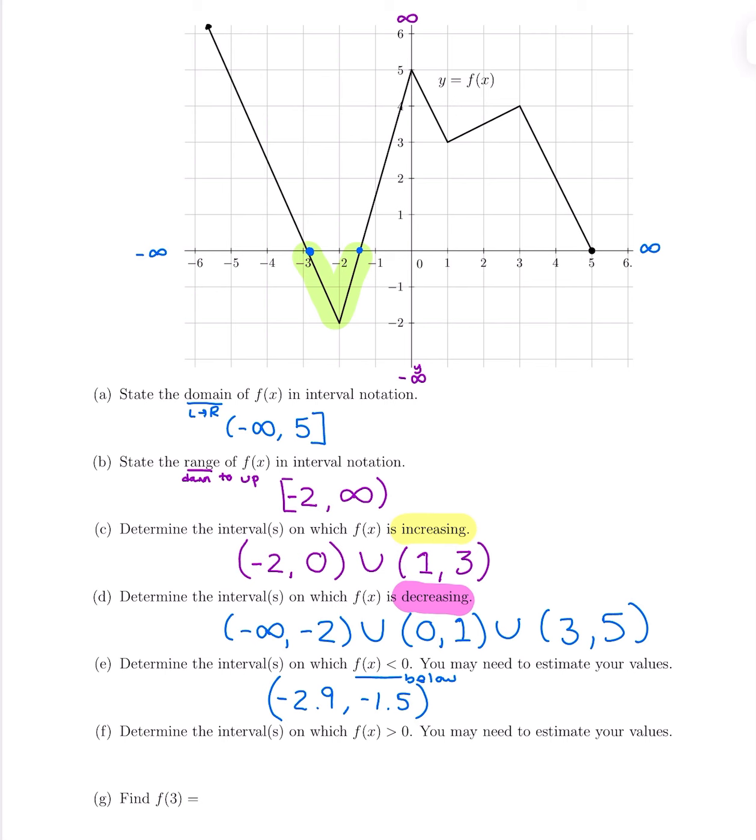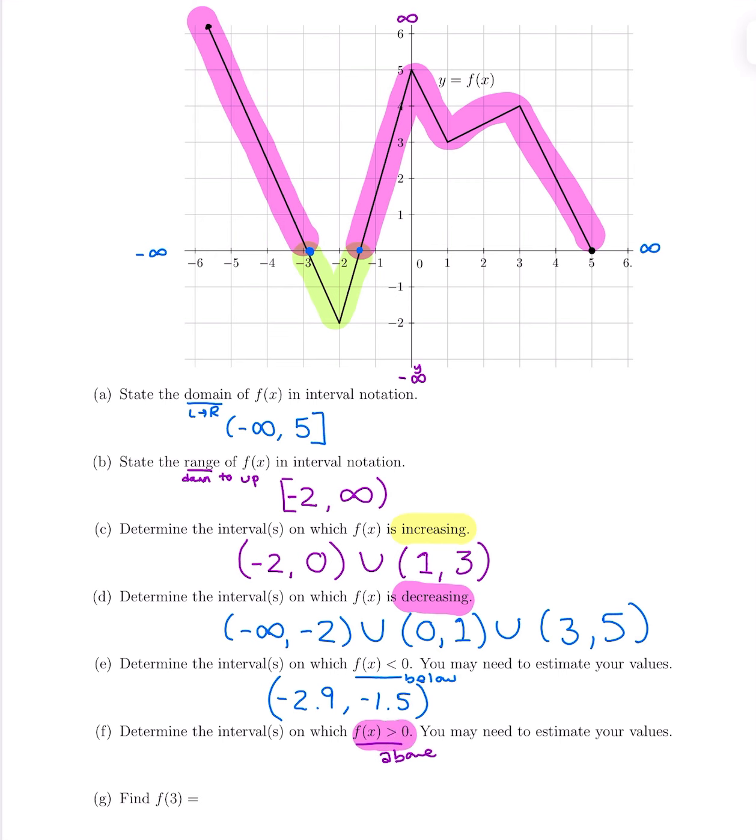Versus my other interval of where it's above the x-axis, where f of x is bigger than 0, we're looking above the x-axis. It has a lot more pieces to it. So a lot more of the graph. We have this interval here. So we have one interval and then this whole other interval. So two intervals are above the x-axis.